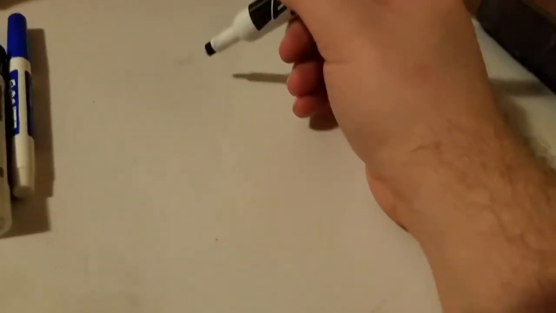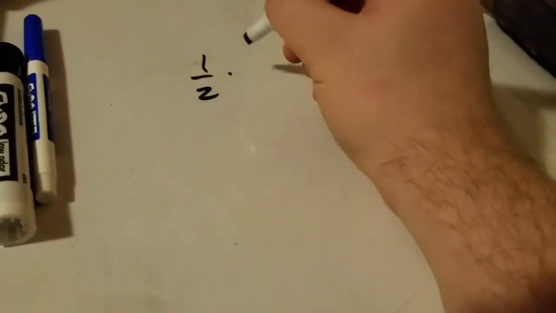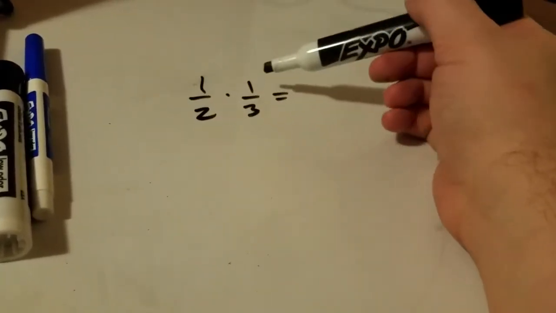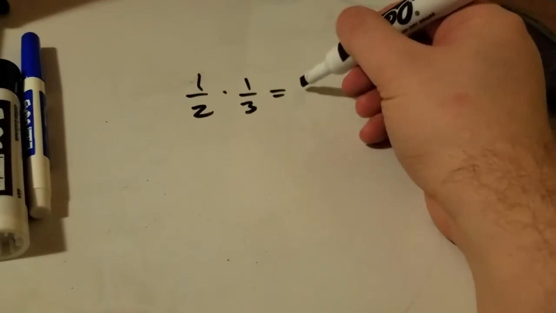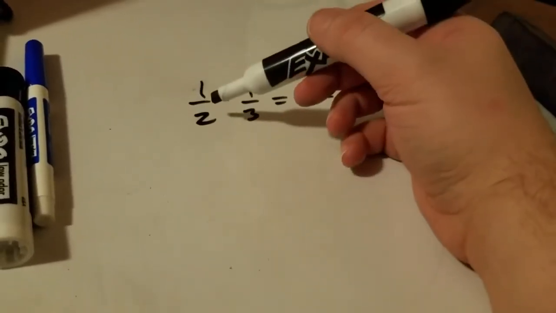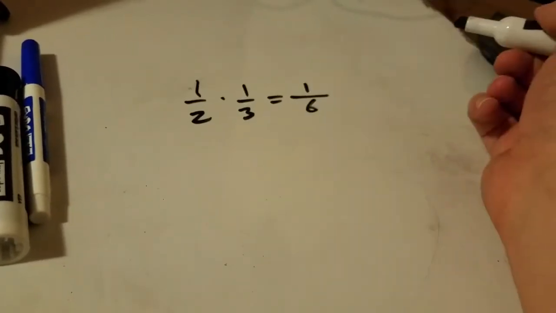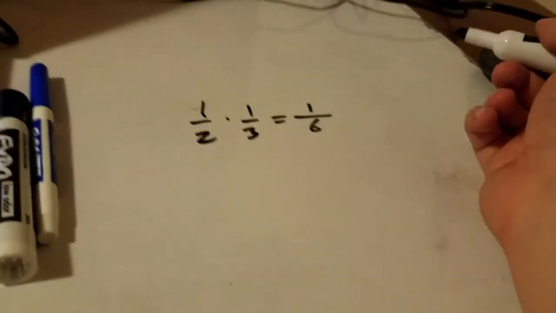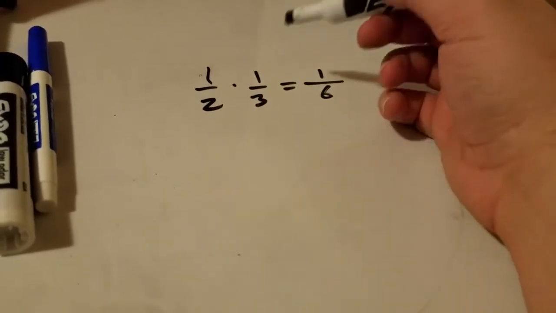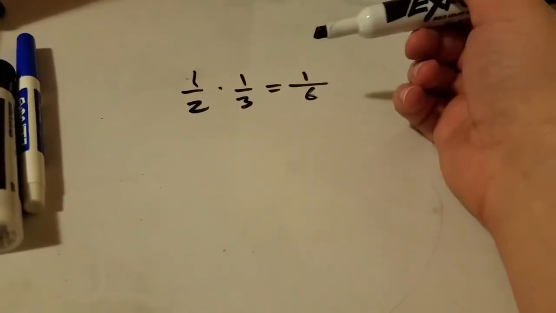Multiplication is a little bit different. So if I have 1/2 times 1/3, well, we just multiply tops for tops and bottoms for bottoms. So on top, I'll go 1 times 1, which is 1, and then 2 times 3, which is 6. And so that equals 1/6. And multiplication is the easiest operation of fractions, so hopefully that makes some sense. Just multiply the top, multiply the bottom.